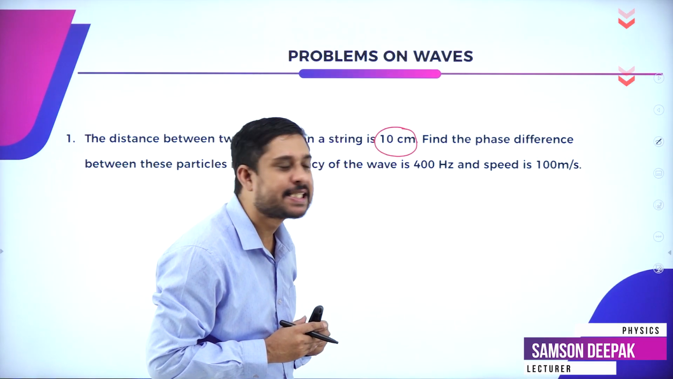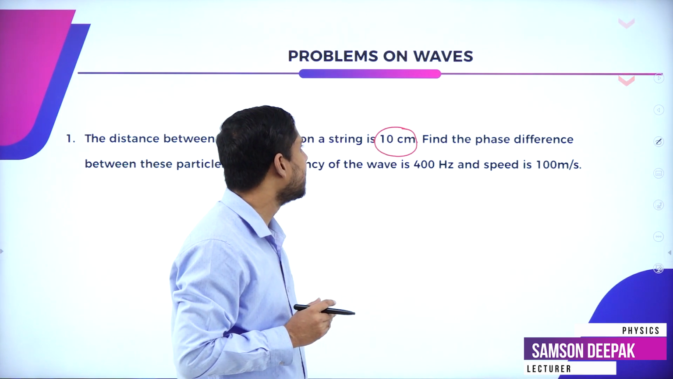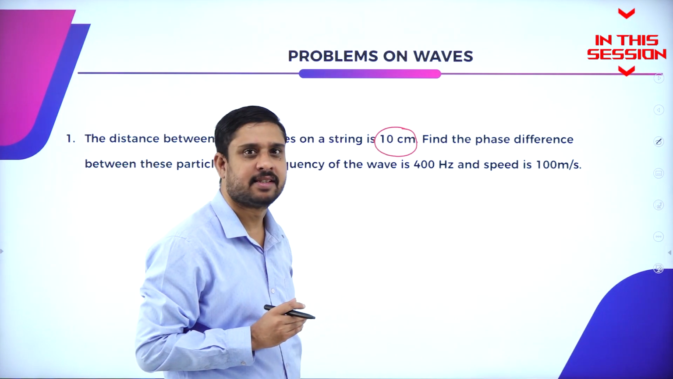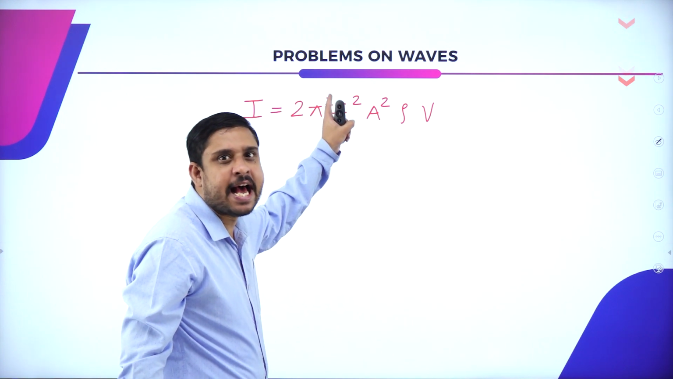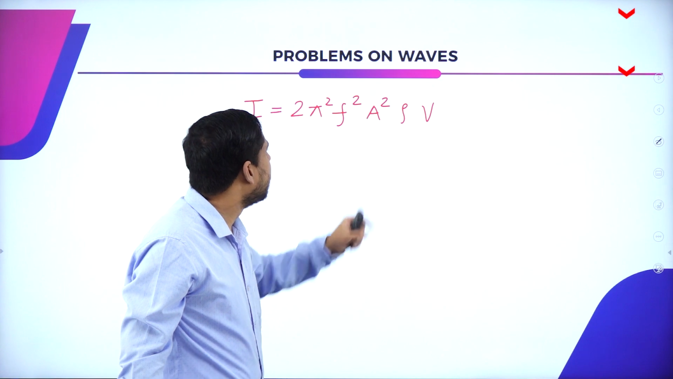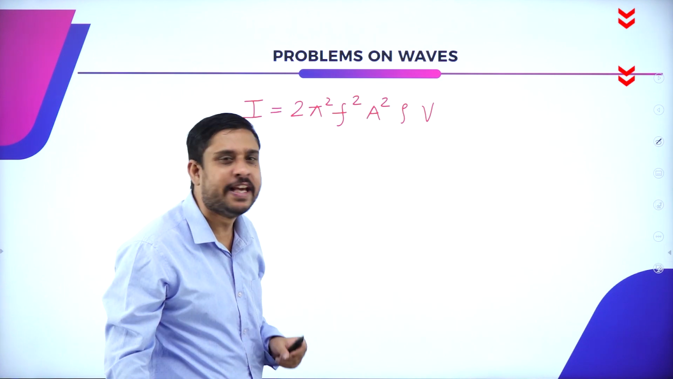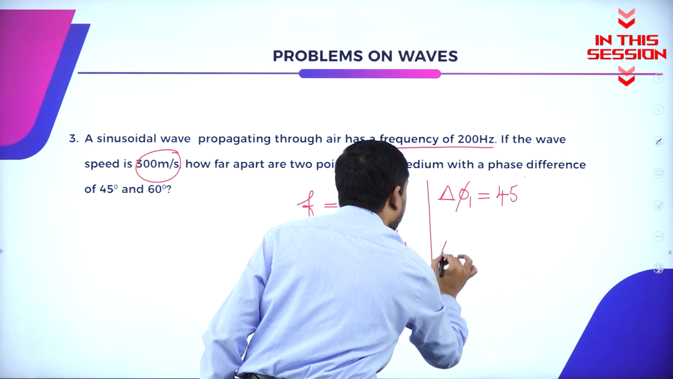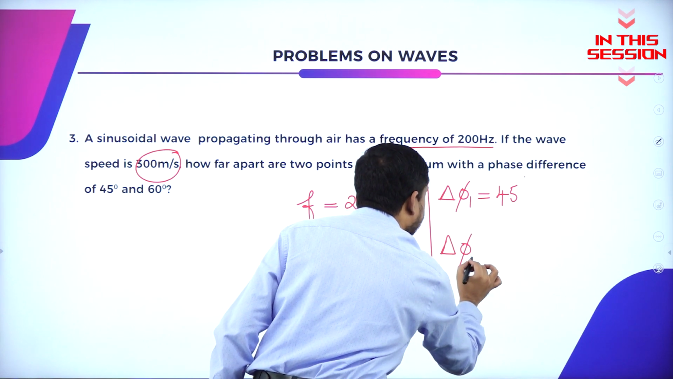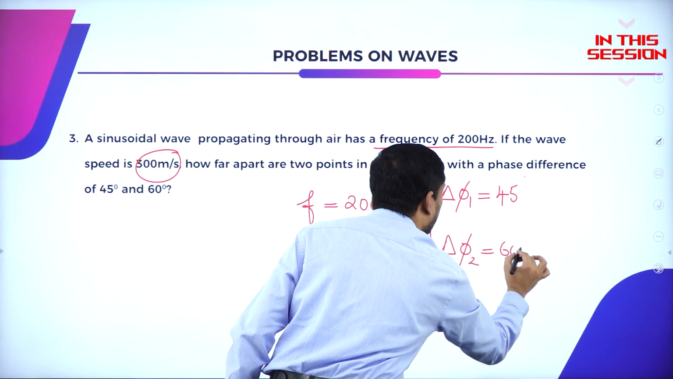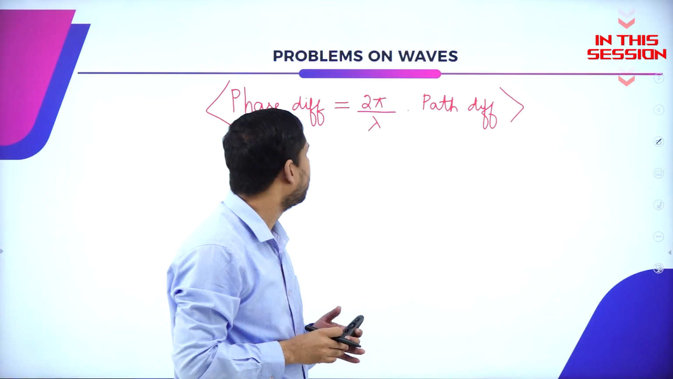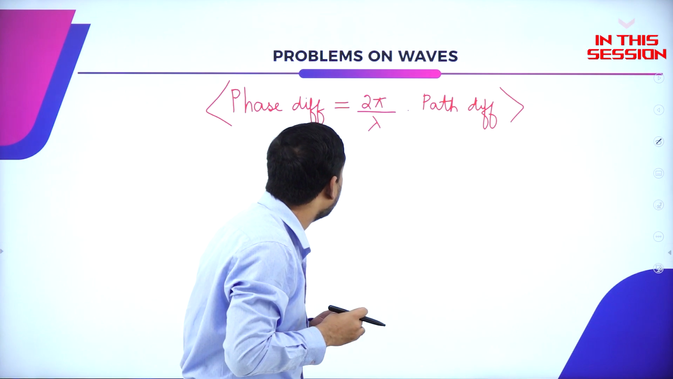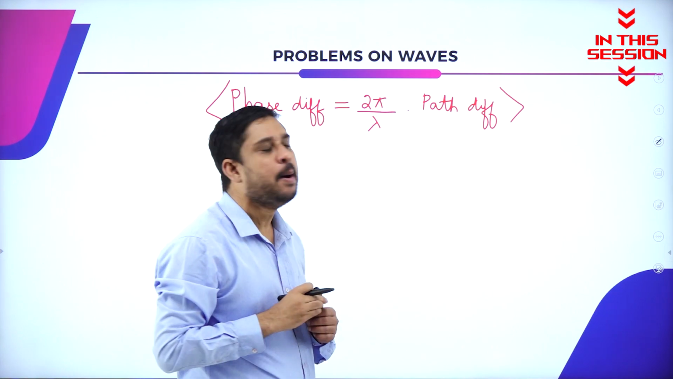particles on a string is 10 centimeters. I equals pi square f square a square rho into v. Delta phi 1 is 45 degrees. Delta phi 2 is 60 degrees. Phase difference is 2 pi by lambda path difference.